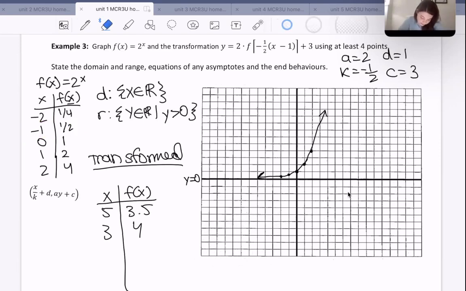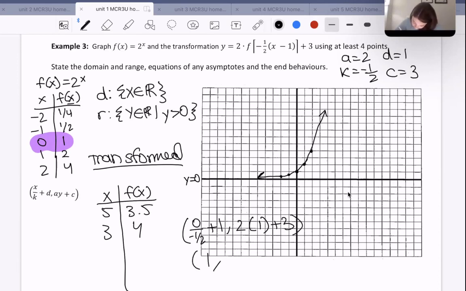I know this is repetitive, it's the same stuff over and over. So do feel free to pause, try these yourself, and come back as well if you'd like, but I will continue here. Here we have 0 over negative a half, which will just be 0 plus d, so plus 1, comma, a times y, so 2 times 1 plus 3, so that's 1, comma, 5. Very good, 1 and 5.